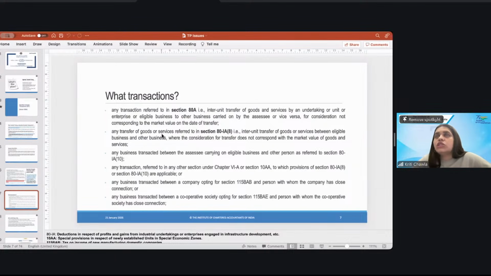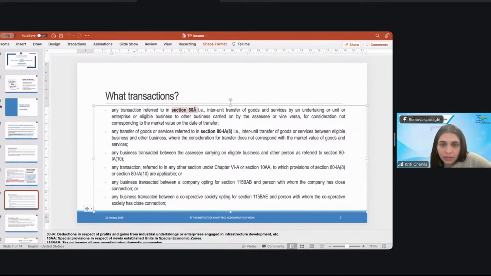Obviously, you should go through these detailed sections. You can go through them: 80A, 80IA(8), 80IA(10), 10AA. But if you look at the provisions of SDT, it just says that if there are transactions which are referred to in 80A or 80IA(8), (10), etc., then those transactions would be covered.